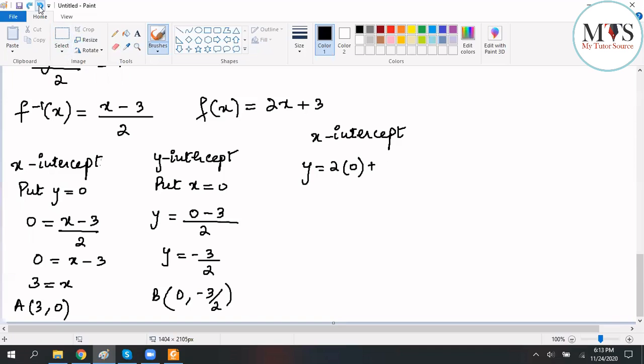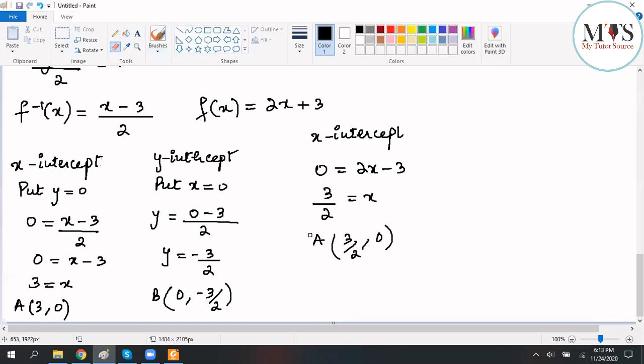Oh, wait, no, 3 and 0. 0 equals 2x minus 3. 3 divided by 2 equals x. If you remember what I just told you, the domain and range of your inverse would be the opposite of the original. So if you look at the coordinates now, one second, let me just find the other one as well. The roles have switched. Whatever was the range for the previous one is the domain for this one.